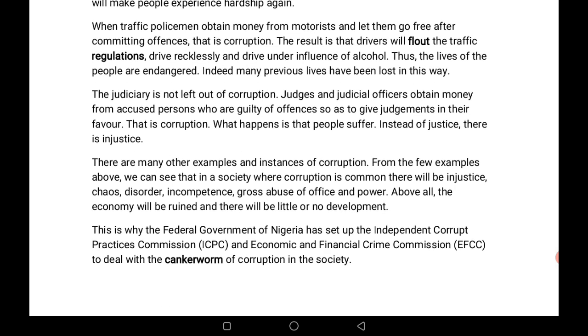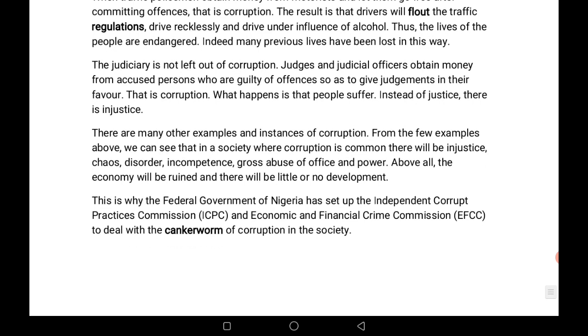When policemen obtain money from motorists and let them go for free after committing offenses, that is corruption. The result is that drivers will flout the traffic regulations, drive recklessly, and drive under the influence of alcohol. Thus, the lives of the people are endangered. Indeed, many precious lives have been lost in this way.